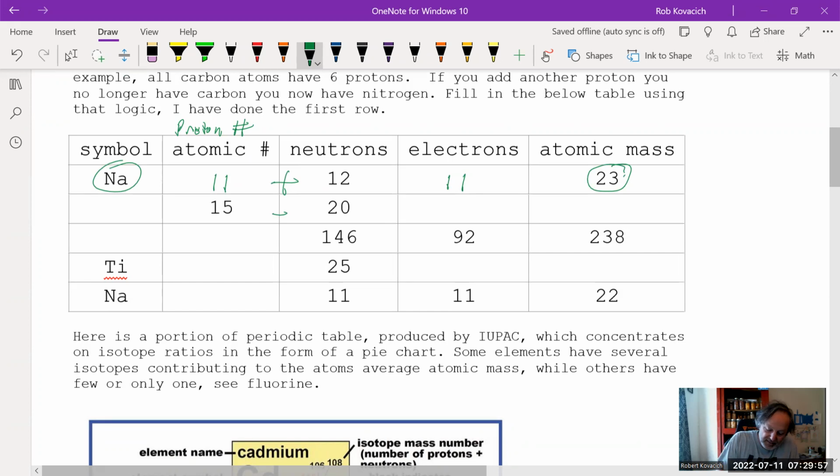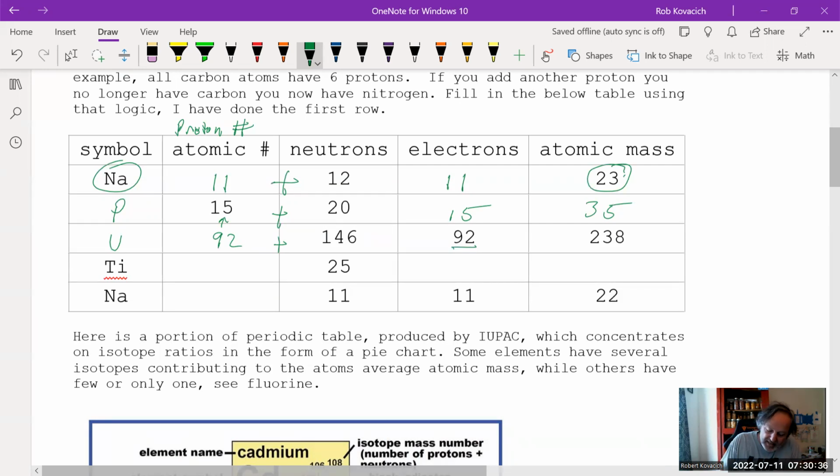So if I move down to this, 15 and 20, that means the atomic mass number of this substance is 35. Well, what substance is it? What has 15 protons? Phosphorus, that's it. So if it's got 15 protons, it also has 15 electrons. So this is a particular isotope of phosphorus. Now we're going to check the next one. If it has 92 electrons and it's an atom, that means it's got 92 protons. And anything with 92 protons, that's uranium. Do these two numbers add up to this number? They do. 92 and 146 is 238.